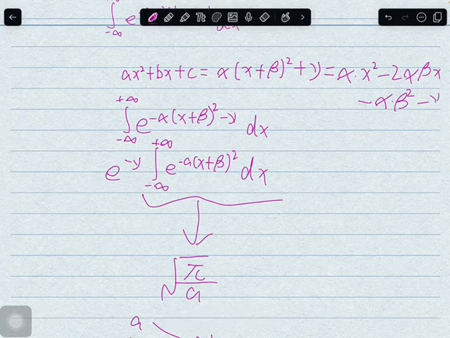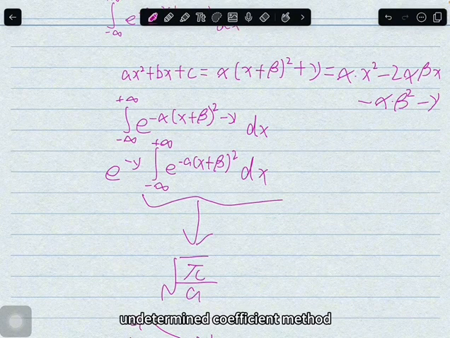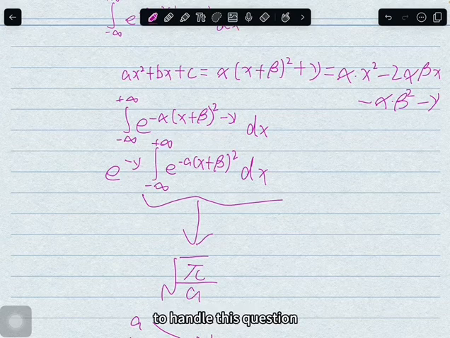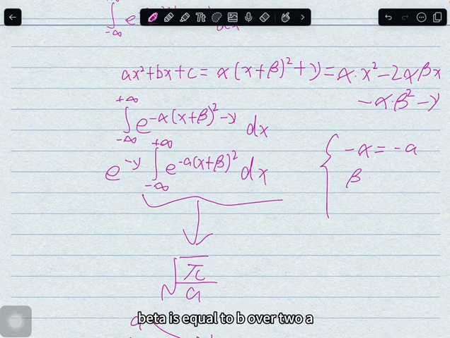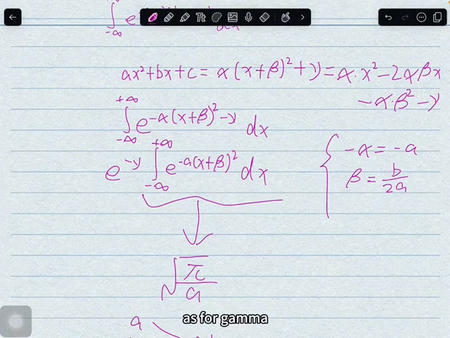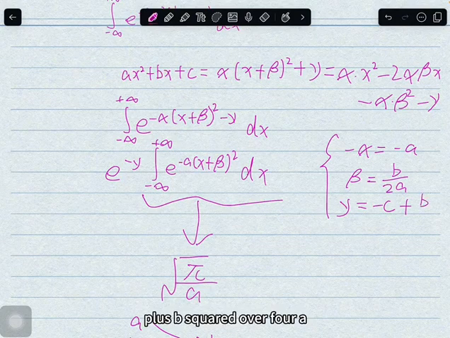And then I apply a classic approach, which is called the undetermined coefficient method in mathematics, to handle this question. Okay, let's match the coefficients. Minus alpha is equal to minus a. And then beta is equal to b over 2a. As for gamma, we can combine these two and deduce what gamma equals. Gamma is equal to negative c plus b squared over 4a.